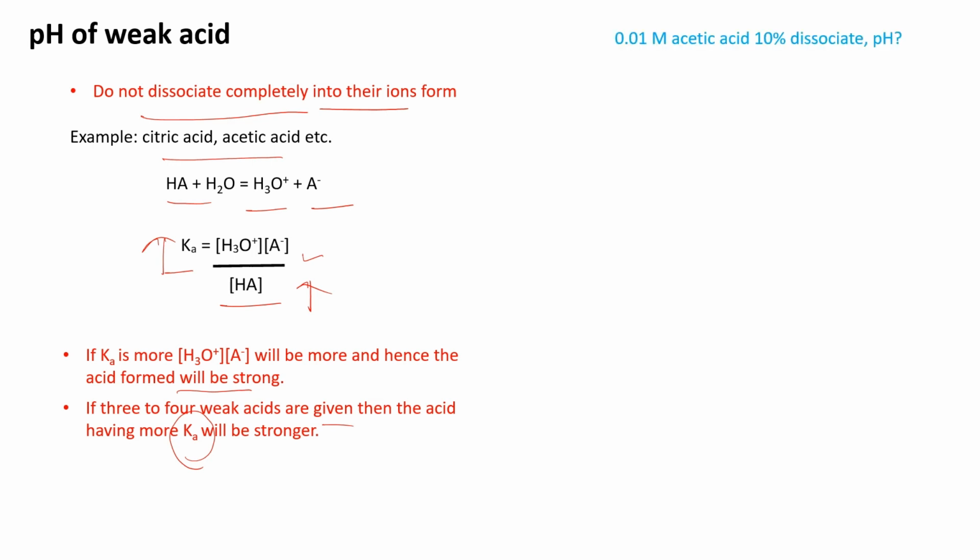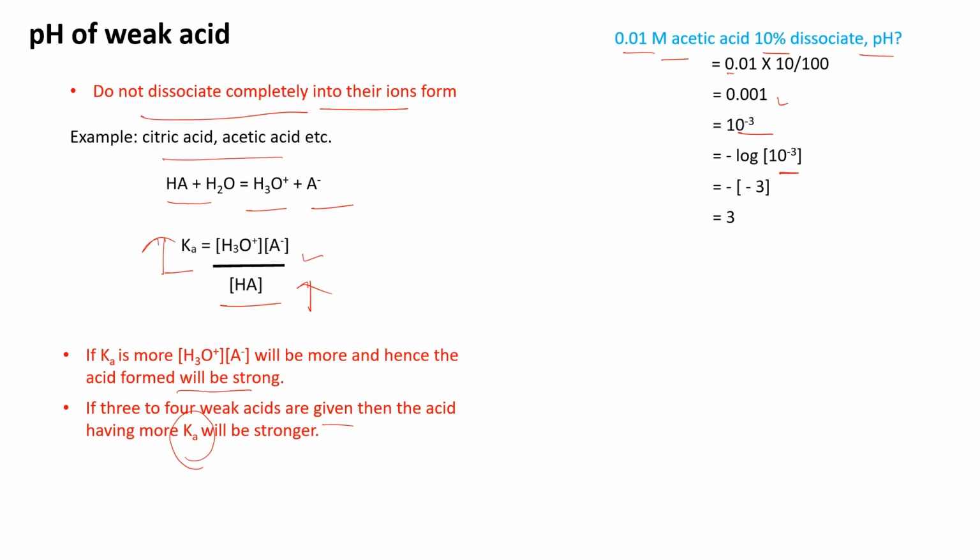Clear? Now, 0.01 molar concentration is given of acetic acid, which dissociates only 10%. How will you find the pH? So first you have to find what is 10% of 0.01 molar. Correct? So 10% of 0.01 molar is 0.001, that is 10 to the power minus 3. Now apply the formula of pH. pH equals minus log H plus. So here H plus concentration is 10 to the power minus 3, because acetic acid does not dissociate completely. It is a weak acid.